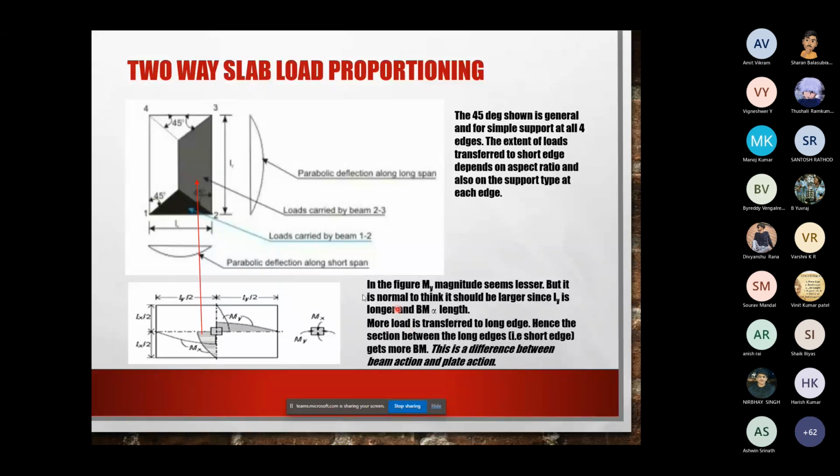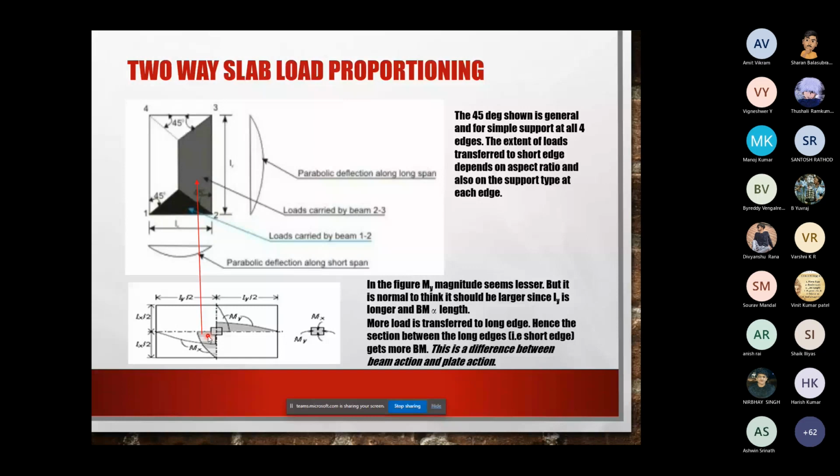Only thing that you should know is, if you look at this figure, this Mx is the direction along the x direction. According to IS 456-2000, Ly represents longer direction always. Lx represents shorter direction. This is the nomenclature as per IS 456. X is short, y is long in general. Okay, so that's how it's shown over here.